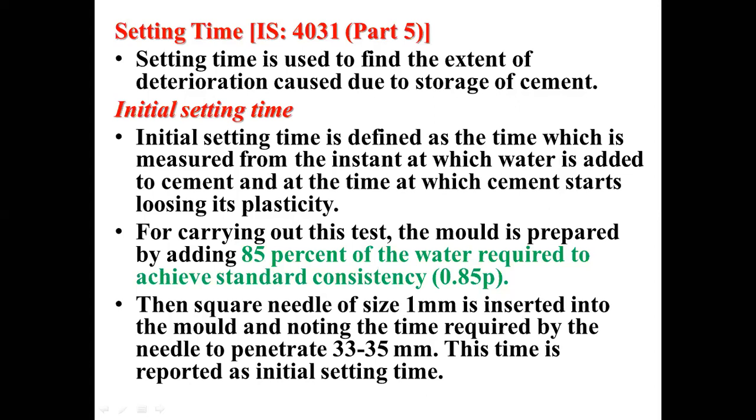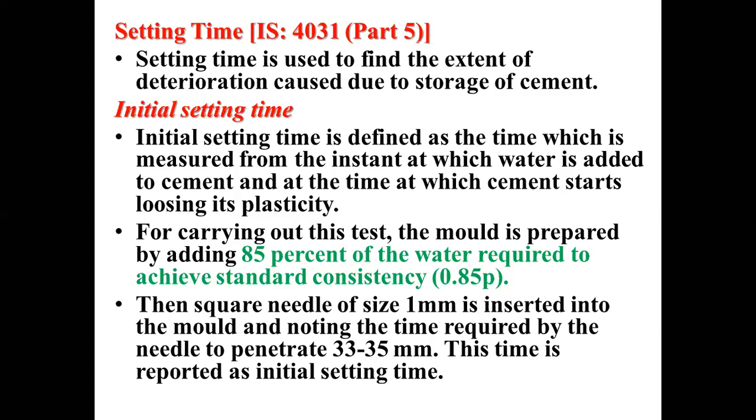Here, for the initial setting time, the parameter we have to note down is time. We start the stopwatch at the instant we add the water to the cement. At that time you start the stopwatch, and mix it thoroughly with the 0.85 consistency water. You put it into the mold, and then you use the needle to penetrate. So how much penetration do you have to get? Same thing, 5 to 7 mm.